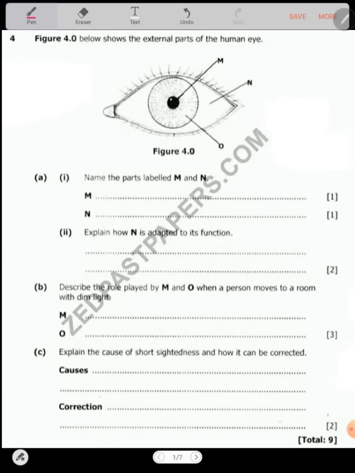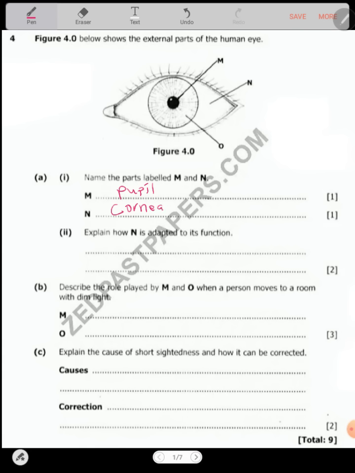We begin. Figure 4.0 shows the external parts of the human eye. So this is the structure of an eye. You can see it has got M, N, and O. Name the parts labeled M and N. The part labeled M, we call it the pupil, right? The pupil. The part labeled N, we call it the cornea.